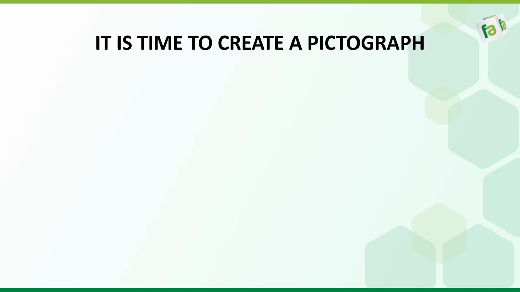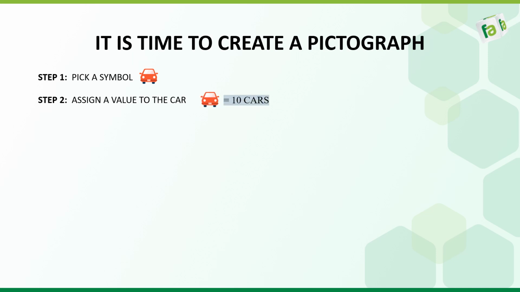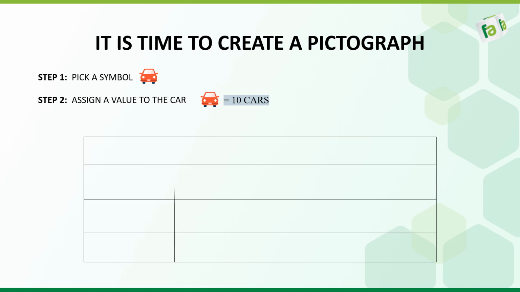Now, it is time to create a pictograph. Pick a symbol. Here, we are discussing cars sold for a particular month. So, we pick a car as the symbol. Now assign a value to the car. 1 unit car is equal to 10 cars. Now draw a table with 2 columns and 4 rows.